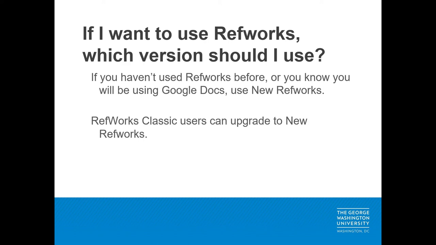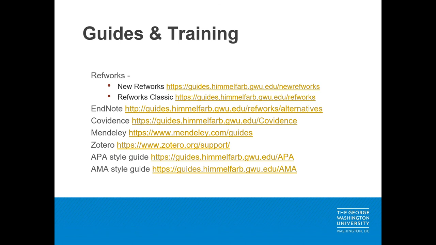If you choose to use RefWorks, GW has subscriptions to an older classic version and new RefWorks. I recommend, if you are starting out, to use new RefWorks, which will shortly become the default. Existing users of RefWorks Classic can contact a librarian, and we can help you migrate your citations to new RefWorks. It's a good idea to read one of our Himmelfarb library guides, watch training videos, read manuals, or take a course from a bibliographic tool website or through LinkedIn Learning.